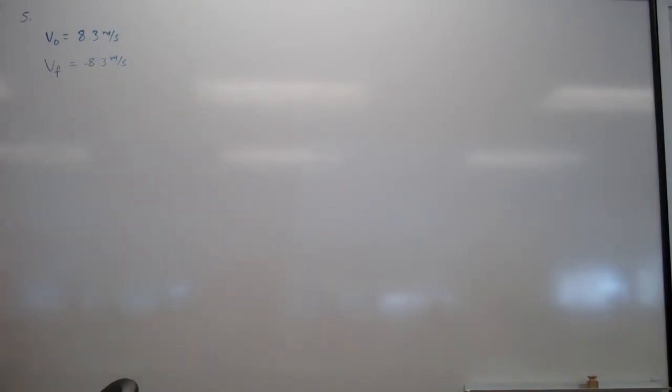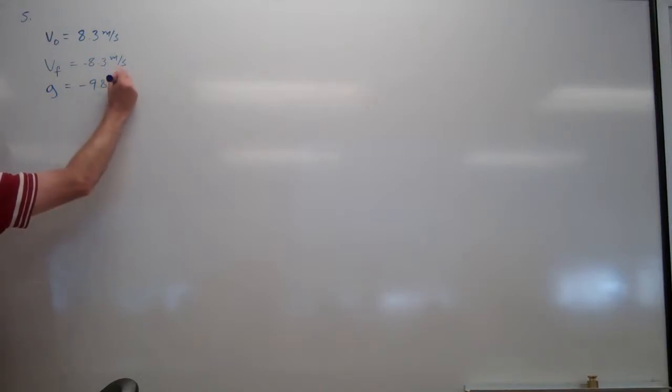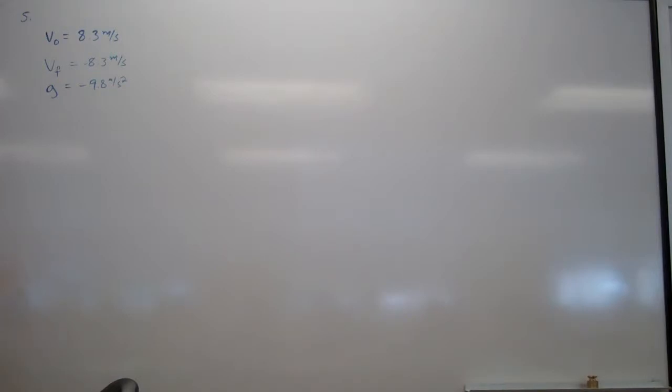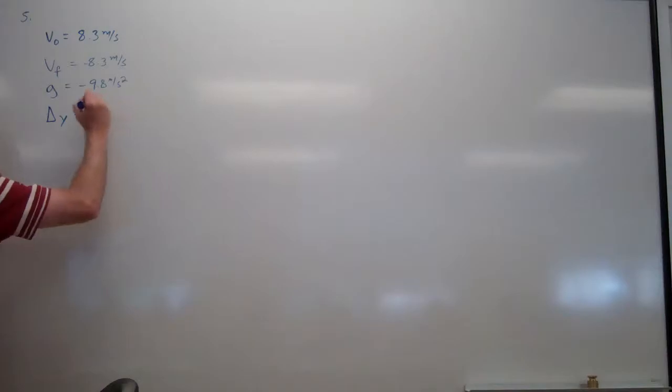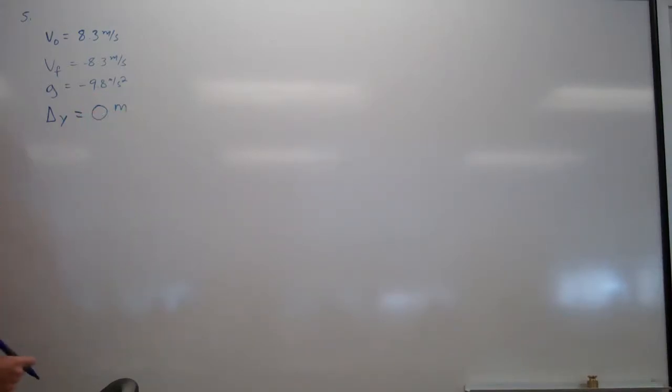What else do we know? Acceleration is negative 9.8. Yep. And there's one more thing we know, we don't need it, but what's our delta y? It goes up and comes back down to the same spot. 0. Alright, so we're looking for time, for how long it's in the air. We can use a whole bunch of different equations here. What's the easiest one to use probably?